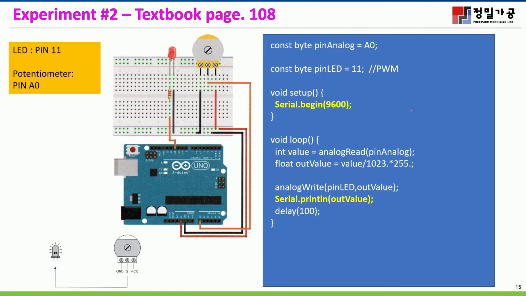In this case, the analog read is 0 to 1023 because it's 10 bits. We want to convert to 0 to 255. So using this equation, out value, and then for analogWrite, pin LED 11, out value based on the calculation. And then we display the value and then delay. Okay, I think there's no problem with this.